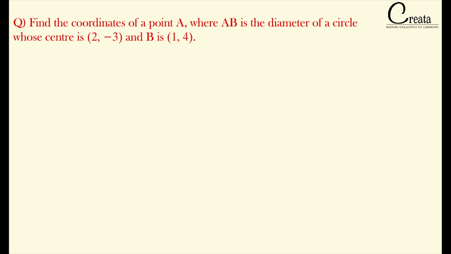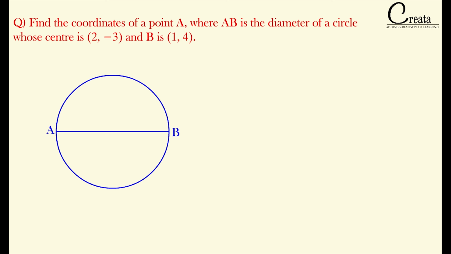Here this question is talking about a circle whose diameter is given as AB. The coordinate of B is given as (1, 4) and we have to calculate the coordinate of point A. Let's assume the coordinate of point A as (x, y). In the question, the center of the circle is also given as (2, -3). Let's assume the center point as C. Here AB is the diameter and C is the center.